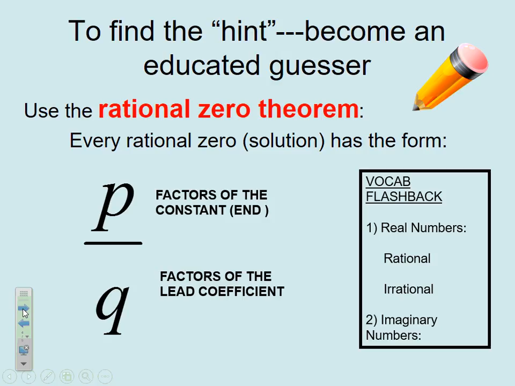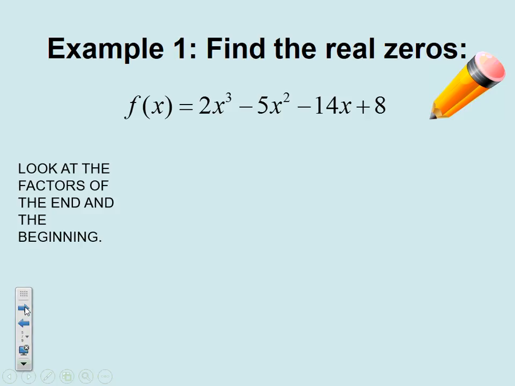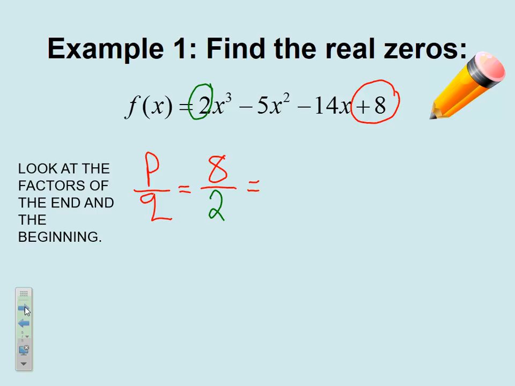We're going to do two examples together. Here's our first example that we need to get written down. And the first thing we have to do is find all our real zeros. So what we're going to do is look at the factors of our end and the beginning. So I'm going to have that P over Q, where P is the constant at the end. So this is my P, so I'm going to have 8 on the top. My Q is the number in the beginning, that leading coefficient. That's going here.